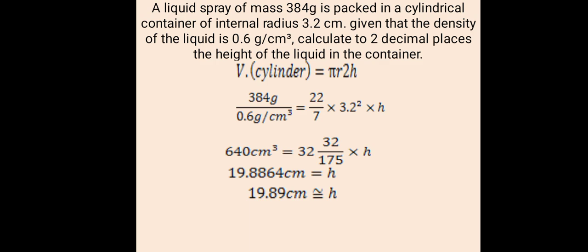A liquid spray of 384 grams is packed in a cylindrical container of internal radius 3.2 centimeters. Given that the density of the liquid is 0.6 grams per cubic centimeter, calculate to 2 decimal places the height of the liquid in the container. Now the volume of the cylinder is equal to pi r squared h. Now the volume, we get it by dividing mass over density, which should be equal to 22/7 multiplied by 3.2 squared times h. Now having equated those values, we solve for h, and we find the height is 19.89 centimeters.